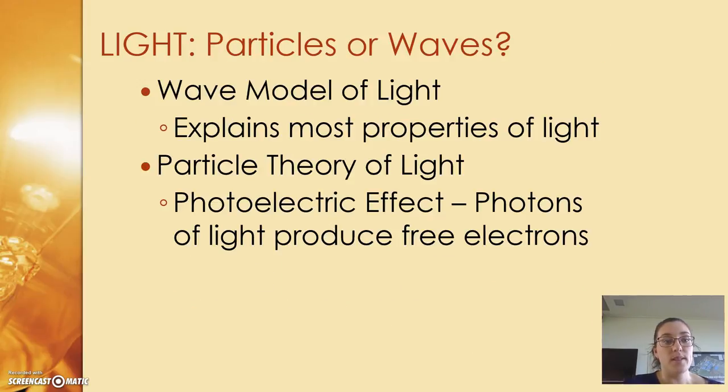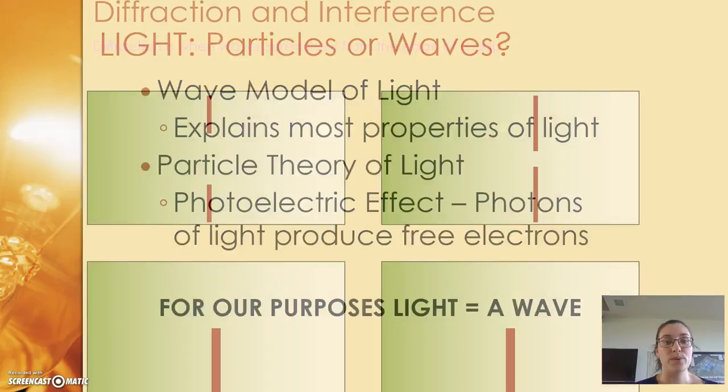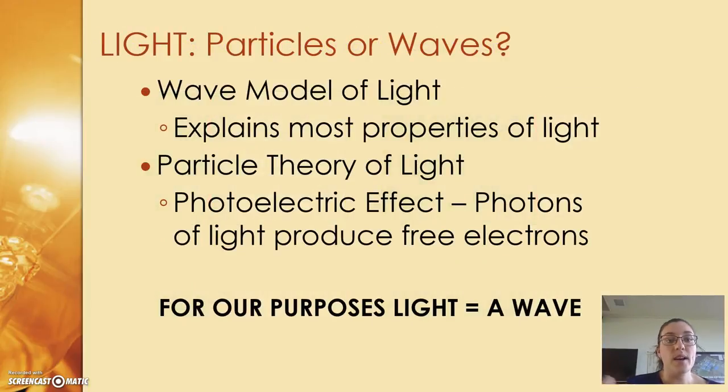Now, it's a common thing to debate whether light is a particle or a wave. There are two different models of thought here. We've got the wave model of light, which explains most properties of light and how it interacts. And then there's also what's called the particle theory of light, which says that light behaves as a stream of particles, which is where we get the idea of photons.